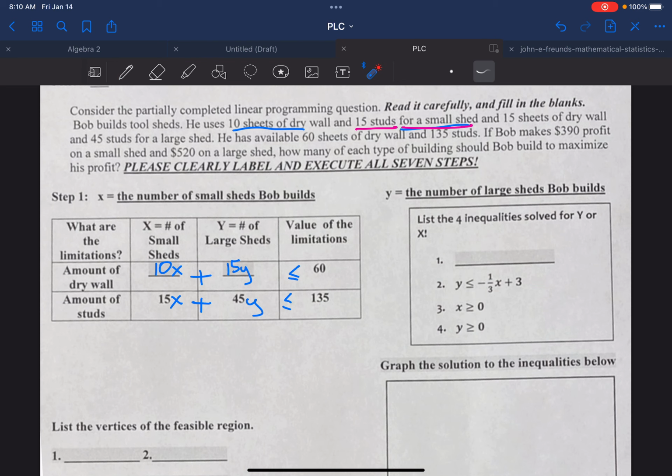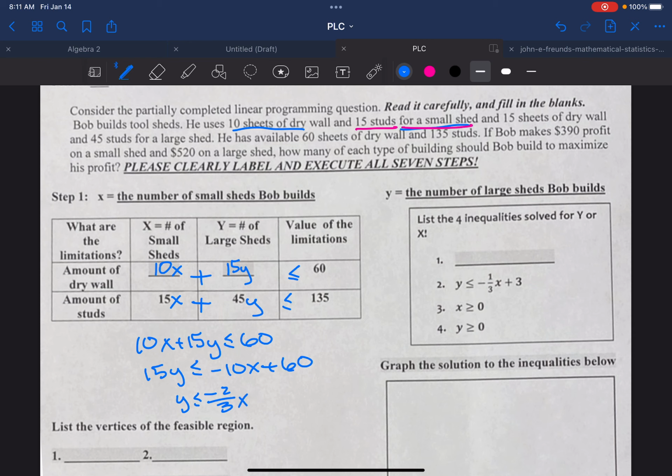Now I just need to take and solve this one for y and put it there. This one here is already solved for y in there. So let's see, 10x plus 15y is less than or equal to 60. I need to move that 10x over. I get 15y is less than or equal to negative 10x plus 60. Divide by 15, y is less than or equal to negative 2/3 x plus 4. And that's my equation here.